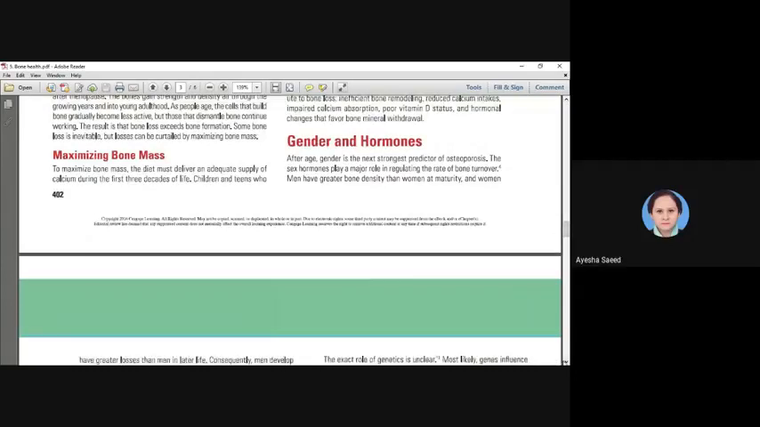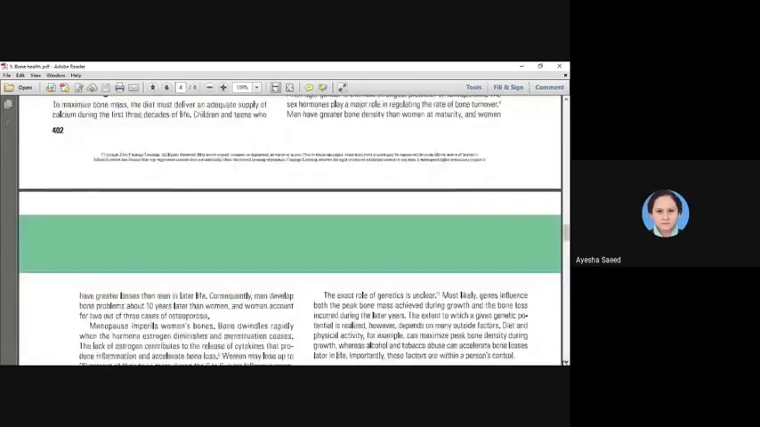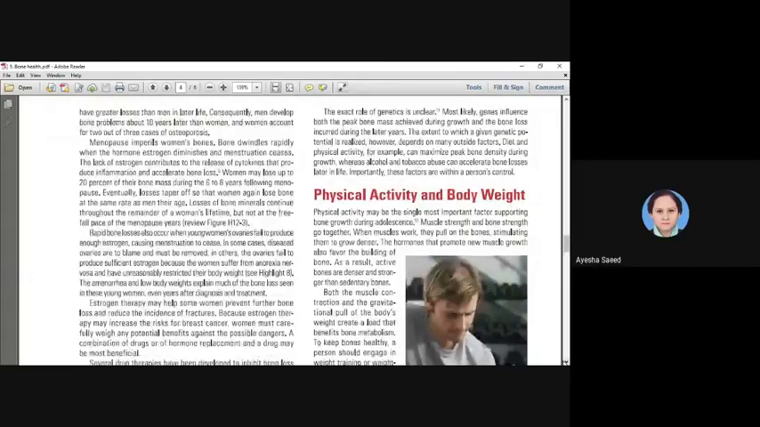And women have greater losses than men in later life. So even in older age, women have more bone loss. Consequently, men develop bone problems about 10 years later than women, and women account for two out of three cases of osteoporosis. So, almost 65 to 70% of the cases of osteoporosis are women.